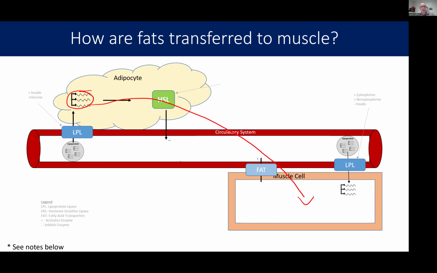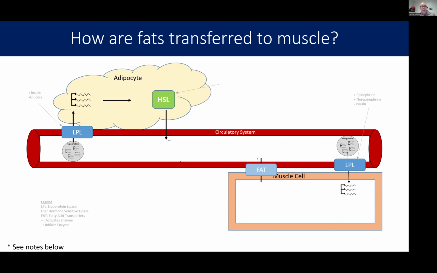That involves several hormones to get the fatty acids out of the adipocyte. It involves carriers in the circulatory system to get it to the muscle cell, and then things to take it up into the muscle cell. As you can imagine, it's kind of a slow process, and this contributes to the slow ATP resynthesis rate of fatty acids.